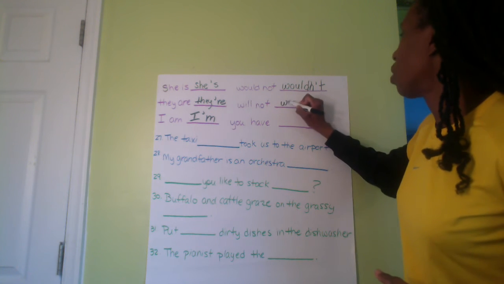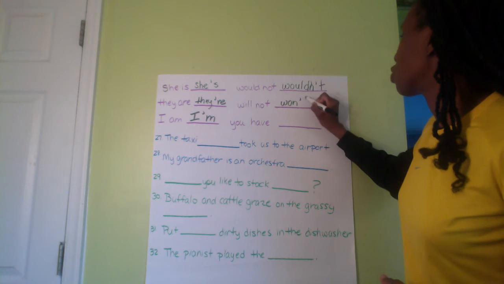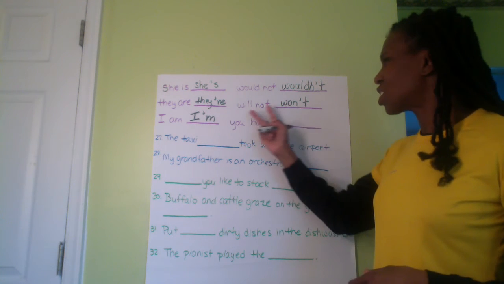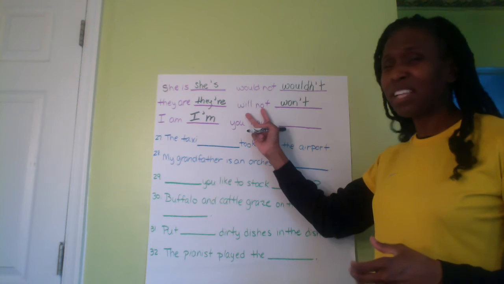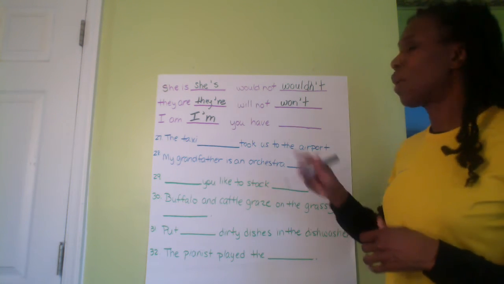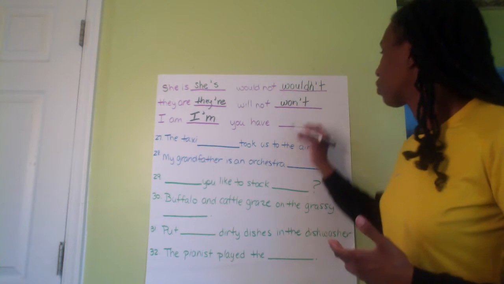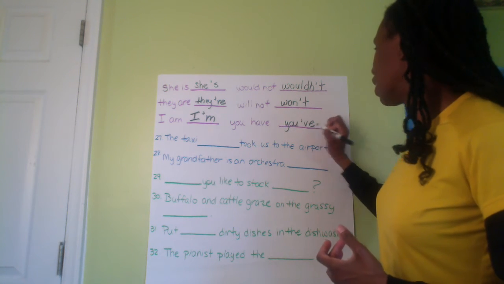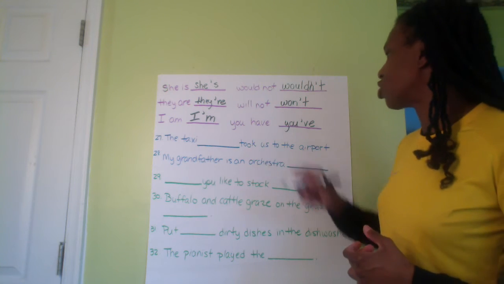Spelled W-O-N apostrophe T. So this is kind of irregular because the contraction is vaguely familiar to the original two words, but it's definitely different. And then you have becomes you've, Y-O-U apostrophe V-E. You've. We've left out the H and the A.